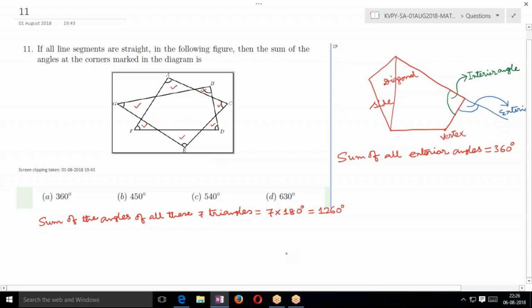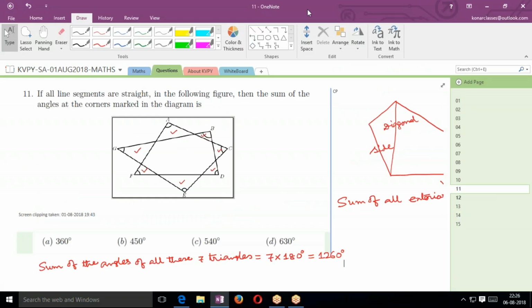How is 7 into 180 equal to 1260? That's your question. I got a question. Yeah, sorry, 1260. Yeah, that's what I wrote, 1260, no? Yeah, thanks. Okay, great. Let's proceed.